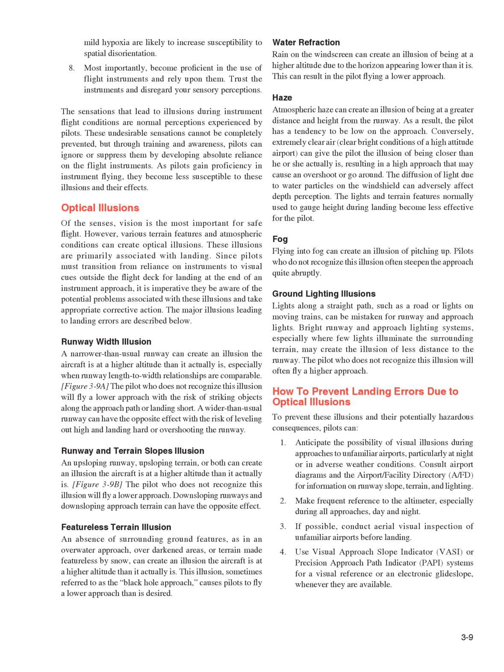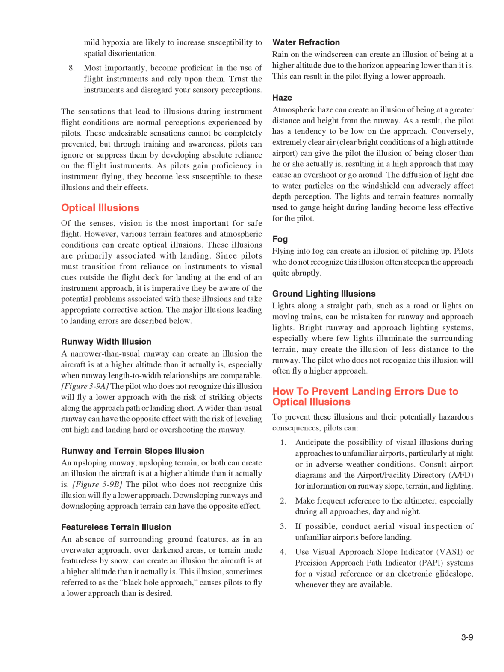Water refraction. Rain on the windscreen can create an illusion of being at a higher altitude due to the horizon appearing lower than it is. This can result in the pilot flying a lower approach. Haze. Atmospheric haze can create an illusion of being at a greater distance and height from the runway. As a result, the pilot has a tendency to be low on the approach. Conversely, extremely clear air, clear bright conditions of a high-altitude airport, can give the pilot the illusion of being closer than he or she actually is, resulting in a high approach that may cause an overshoot or go around. The diffusion of light due to water particles on the windshield can adversely affect depth perception. The lights and terrain features normally used to gauge height during landing become less effective for the pilot.